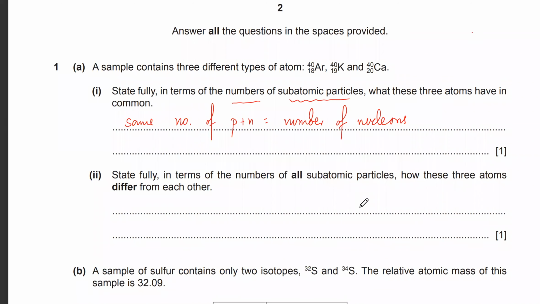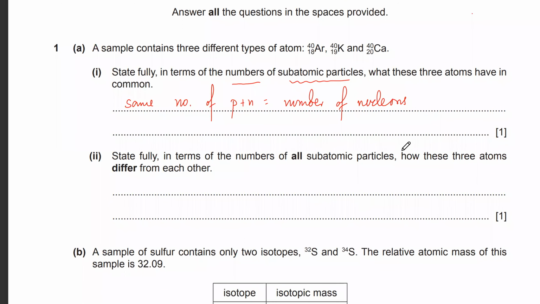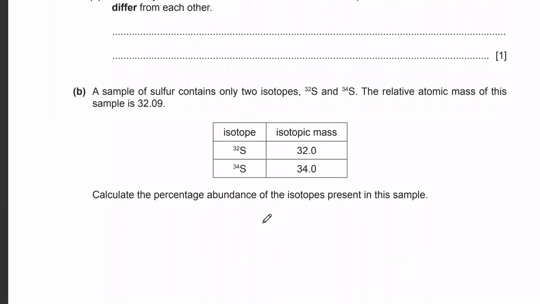State fully, in terms of the number of all subatomic particles, how these three atoms differ from each other. So how do they differ? The protons are different, the electrons are different, and the neutrons are also, I think, different. This is 22 neutrons, this is 21, and this one is 20. So all three are different. So you can just mention all three of them. Okay, that was kind of easy.